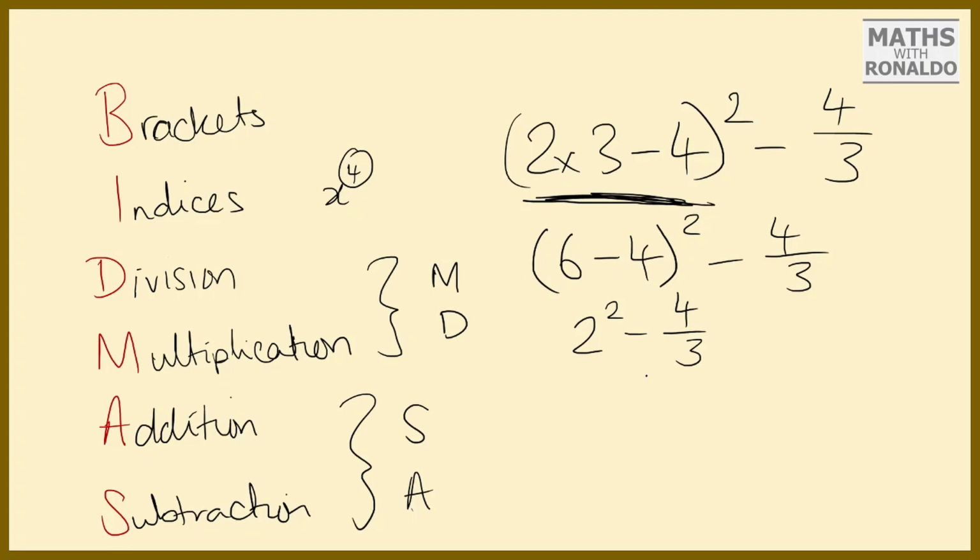Now we have no brackets. Our next operation is the power here, and the power here, 2 squared, is 4, minus 4 over 3. Finally, we have a subtraction. Let's find a common denominator, so 12 over 3 minus 4 over 3, which is equal to 8 over 3, and that is your final answer.